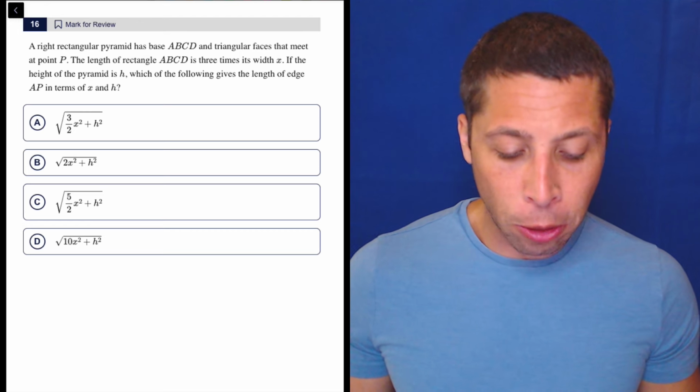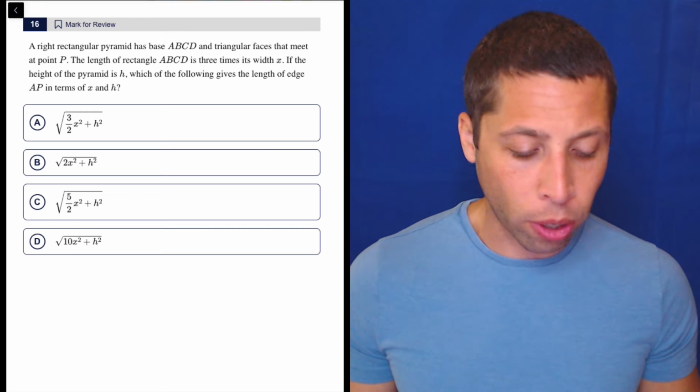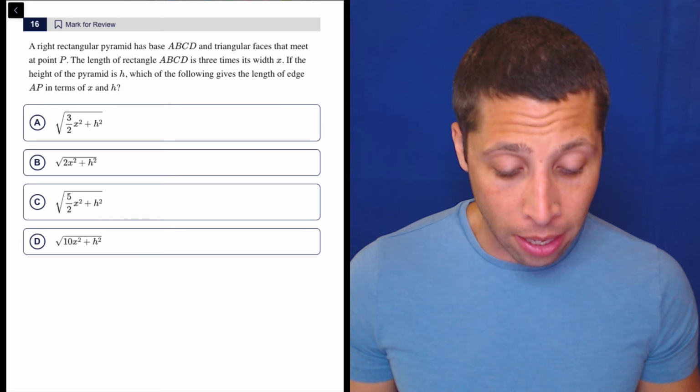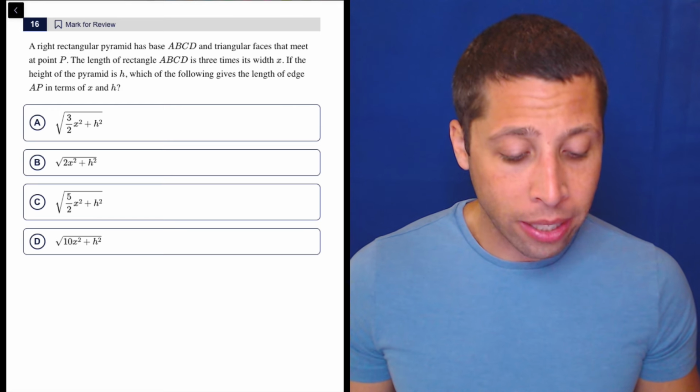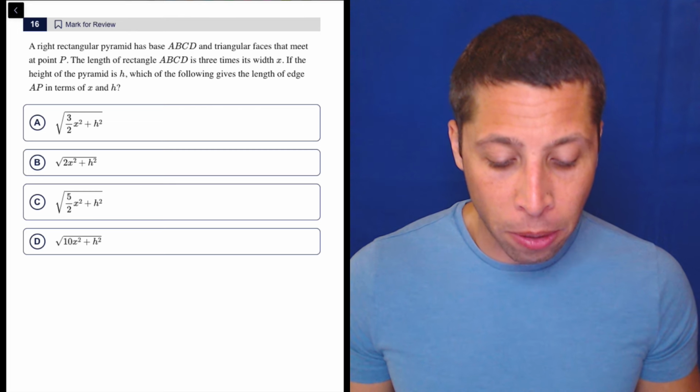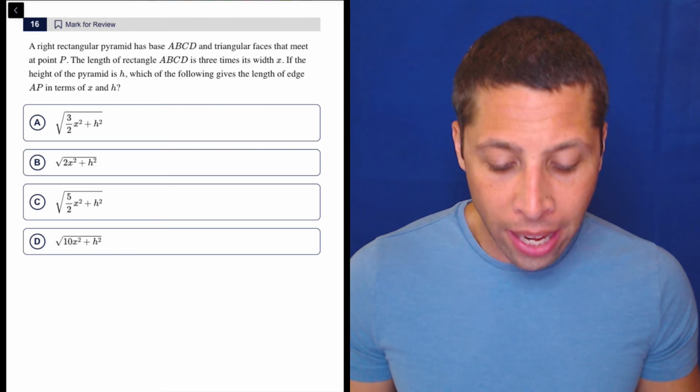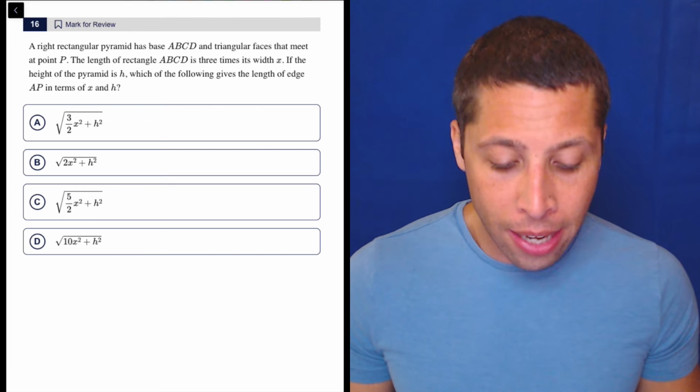A right rectangular pyramid has base ABCD and triangular faces that meet at point P. The length of rectangle ABCD is 3 times its width, x. If the height of the pyramid is h, which of the following gives the length of edge AP in terms of x and h?